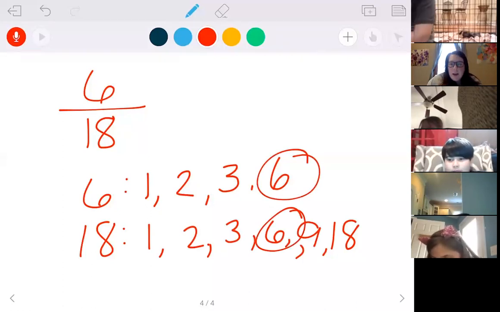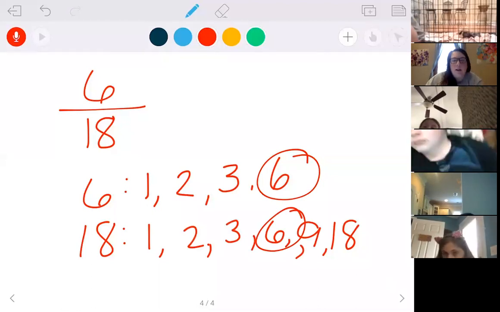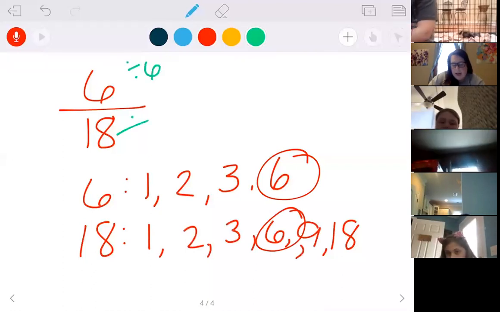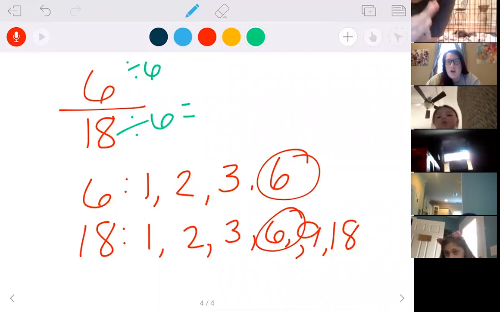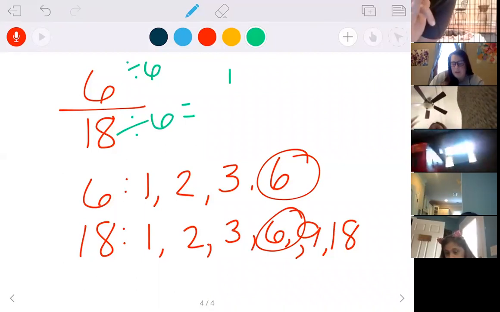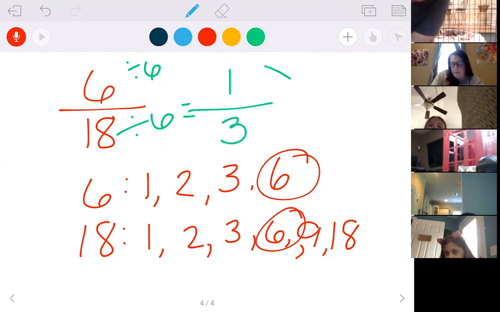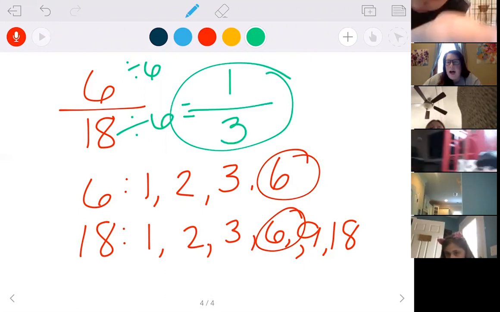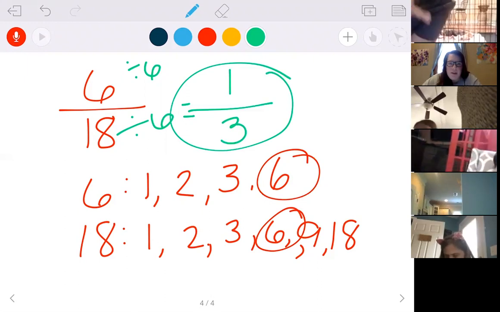So that's the number I'm going to want to divide by for both of them. I'm going to do this in green to show you a little bit of a different color. So if I do 6 divided by 6 and 18 divided by 6, that's all I have to do. Then I have to just solve it. 6 divided by 6 is 1. 18 divided by 6 is 3. So you get 1/3. And remember, if 1's on top, it's already simplified enough. That's all you have to do.